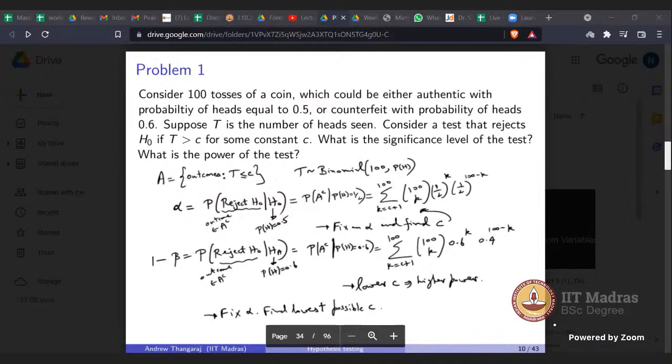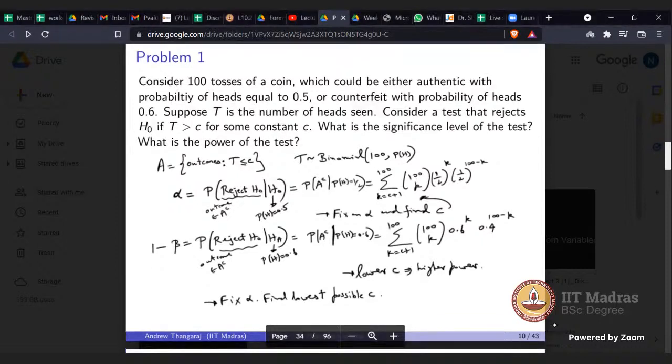Yeah, so the question says consider 100 tosses of a coin, which could be either authentic with probability of heads equal to 0.5 or counterfeit with probability of heads 0.6. Your test T is a random variable, the number of heads seen. Consider a test that rejects H naught if T is greater than C for some constant C. What is the significance level of the test?